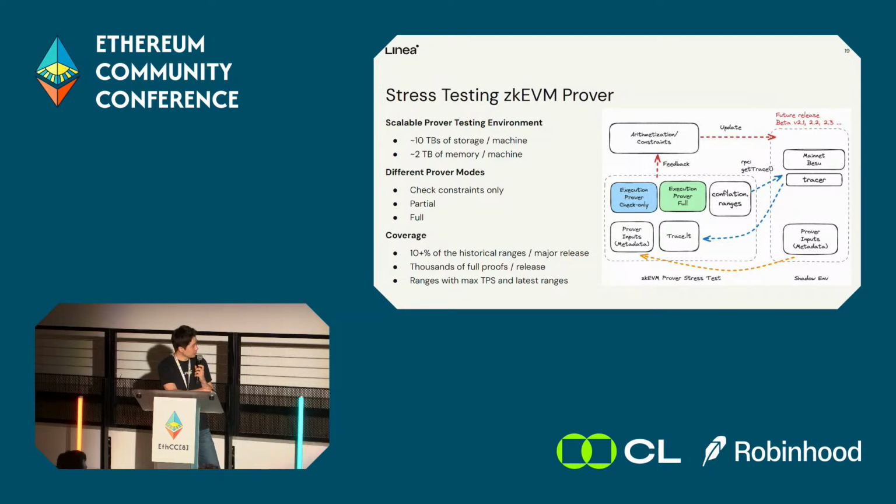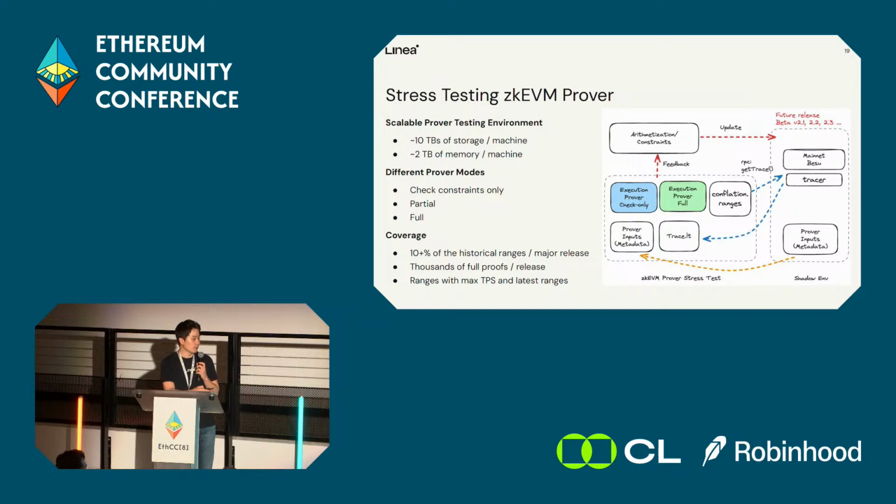I will also talk about how we are scaling out our testing environment. Here, each prover testing node has 10 terabytes of storage per machine, and this machine has almost 2 terabytes of memory, including the in-memory swap space. So when we are running the prover, we will never have any storage or memory issue. And we are using almost 100 CPU cores for each machine.